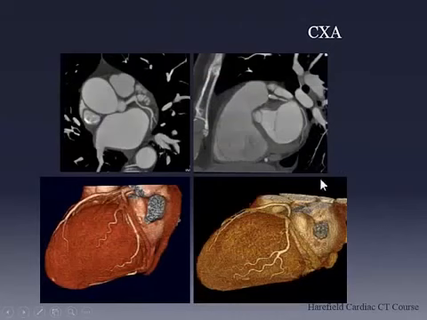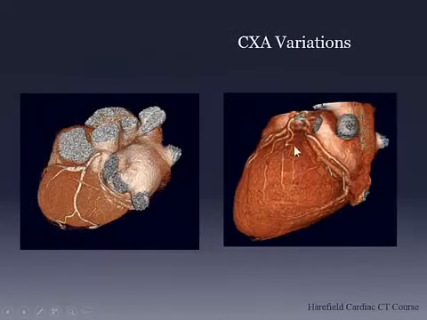Okay, circumflex. It should run in the AV groove, so you know automatically looking at the volume rendered image here, this cannot be the circumflex, okay? This is a branch of the circumflex, so this is an obtuse marginal, because the circumflex should be sitting plumb in the AV groove here. So that's a useful rule to remember. Okay, circumflex variations, obviously you can get big obtuse marginals, and the circumflex can often be quite weedy.